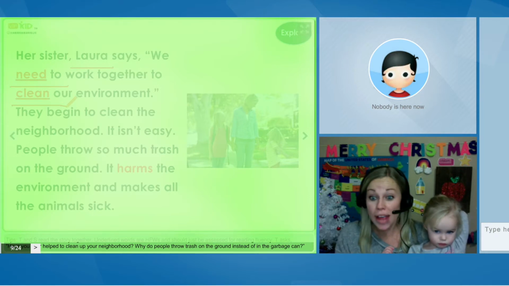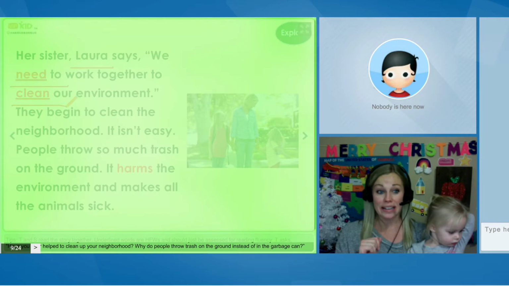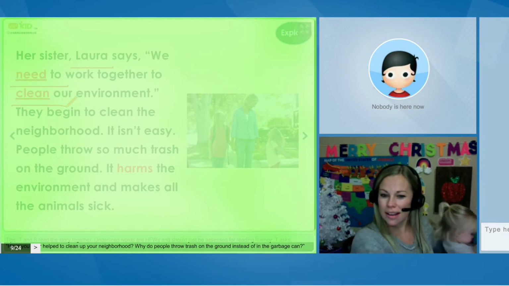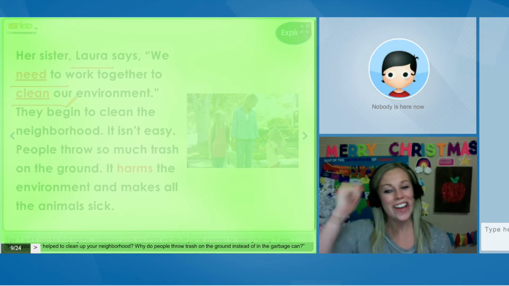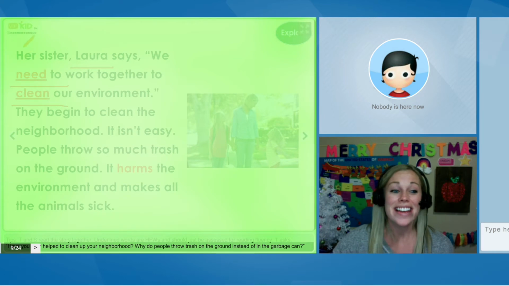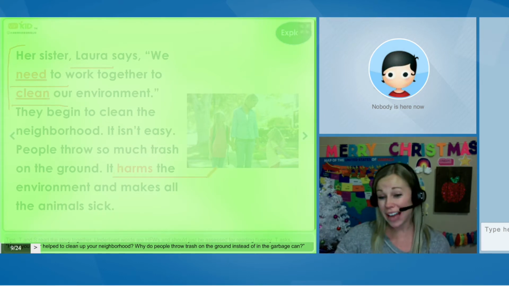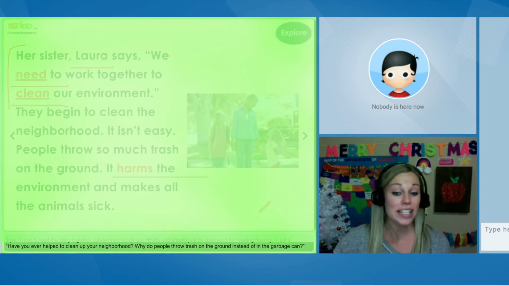I'm teaching vocabulary, checking for understanding. Do they understand what clean means? What does it mean to need something? You have to have it? Good. You're ready to read, Ava. Can you read this? Now, I might not have gone over harms because we've already covered it and I'm short on time. She reads through it. I ask the questions at the bottom.